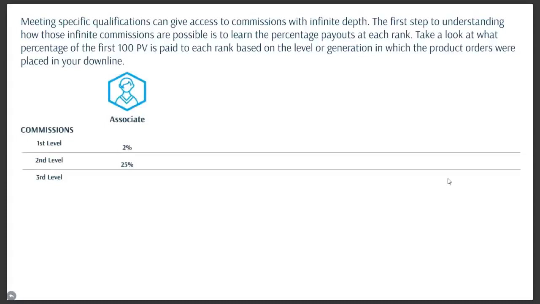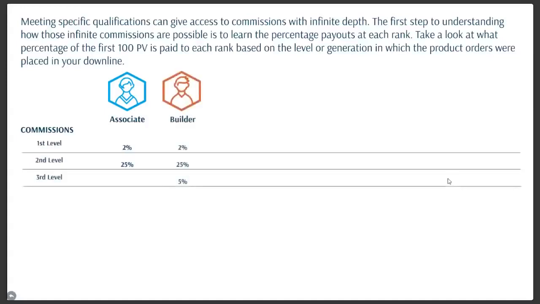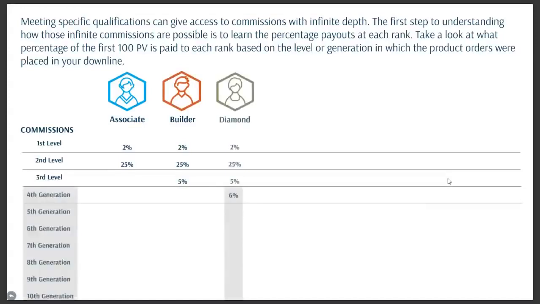We're talking about the associate rank. They're going to qualify for 2 different levels worth of commissions. The first level being paid 2%, and then 2.5% on orders that are being done on their second level. The builder rank qualifies for 3 different percentages, 2, 2.5, and then 5% on that third level. The diamond rank qualifies for 4 percentages, 2, 2.5, 5, and then 6 for that 4th percentage. And you'll notice that we changed the name from level to generation here, and I'll give a little bit of background on what that means a little bit later on as we talk about infinity payout.